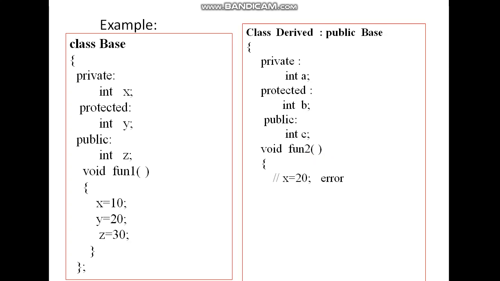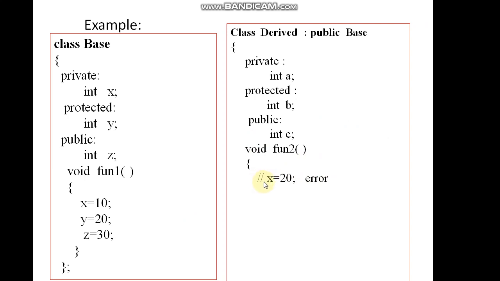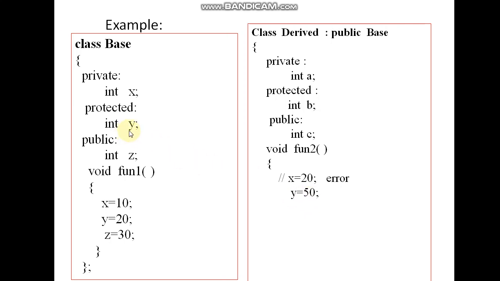Now this function makes some initialization. This function cannot initialize x because x is a private member which is not inherited here. y can be initialized to 50 because y is protected and it can be used in the derived class. z can be initialized to 60. a value is 70, b 80, c 90, end of derived class.